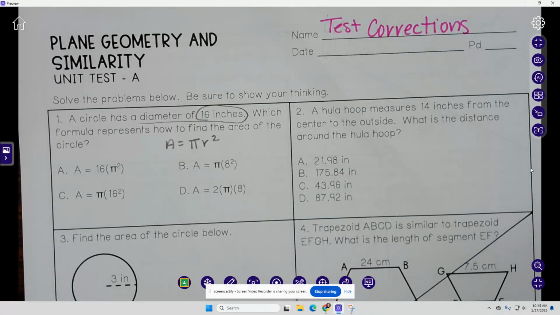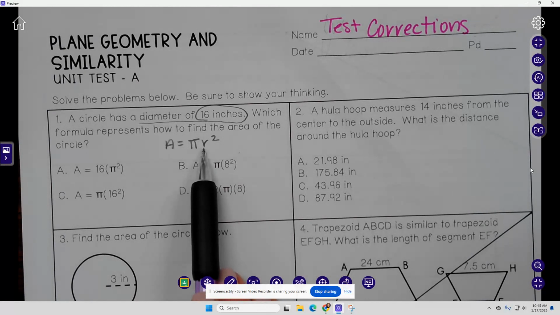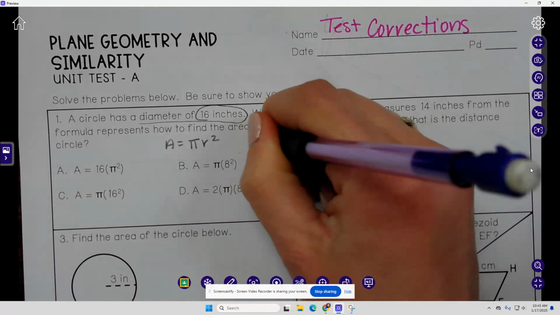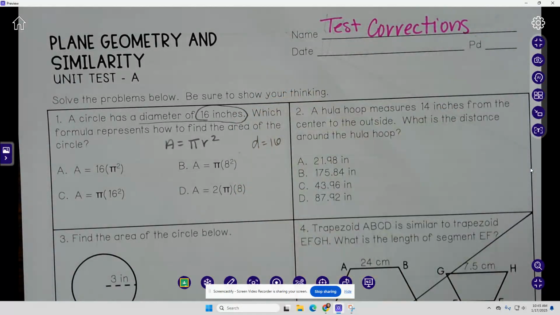So if we notice, all of my answer choices don't have pi as 3.14, they just have it as pi. So the only thing remaining from our area formula that we need to find is the radius. If we go back into our problem, we see that we're given a diameter of 16, but we don't want the diameter, we want the radius.